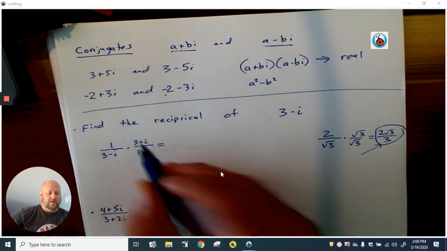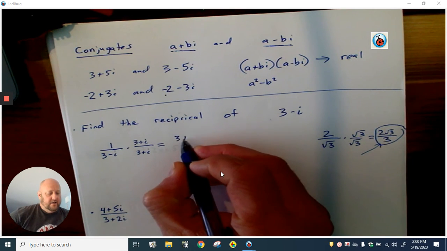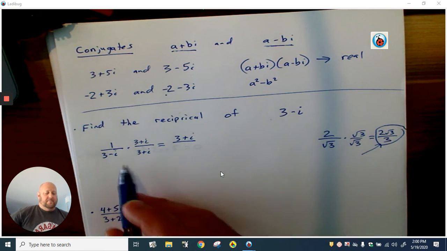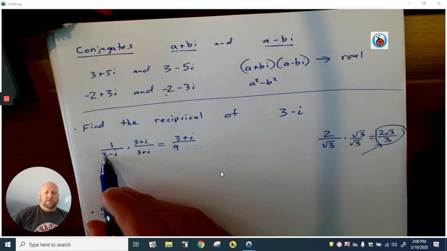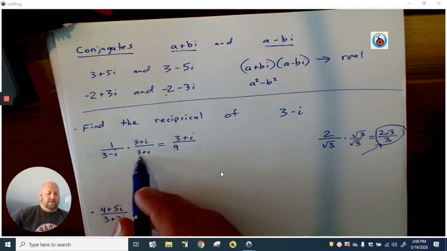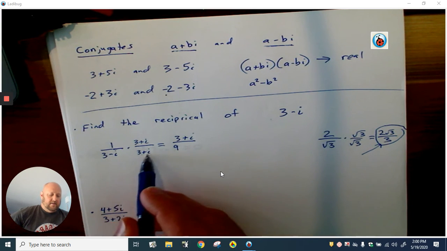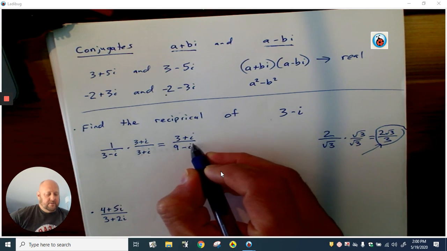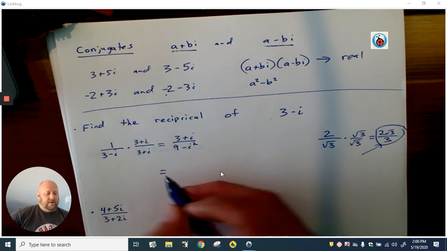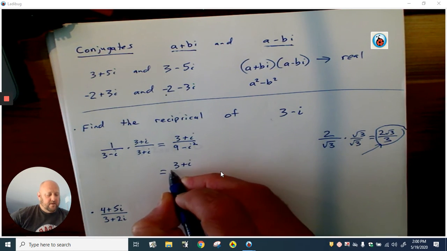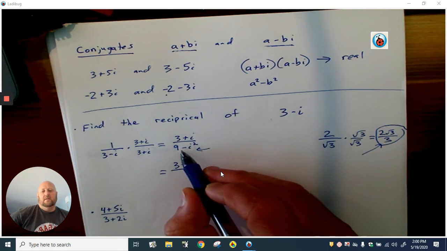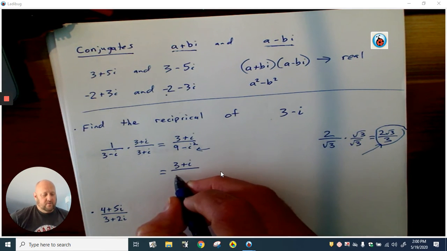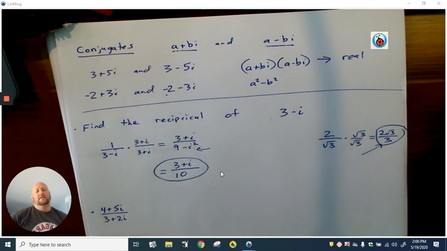So when we multiply straight across, 1 times anything is just that, 3 plus i. The denominator, we FOIL. 3 times 3 is 9. Remember, the middle terms are going to cancel because you'd have a positive 3i, and then you have a negative 3i. And then negative i times i is going to be negative i squared. So that will simplify to 3 plus i over, remember that i squared is negative 1, so that's the same thing as 9 minus a negative 1, or 9 plus 1, or 10. All right, so that's how you actually do division.